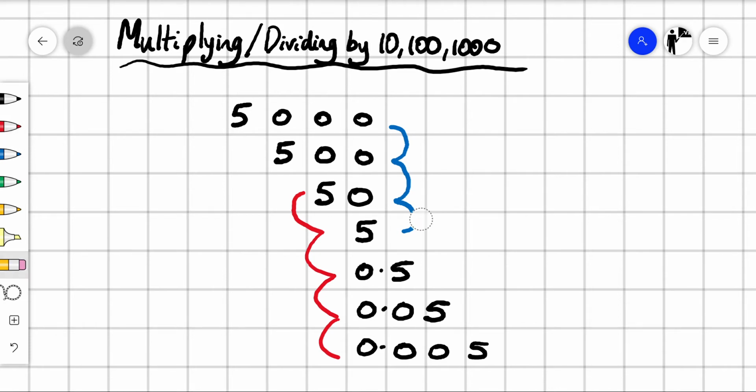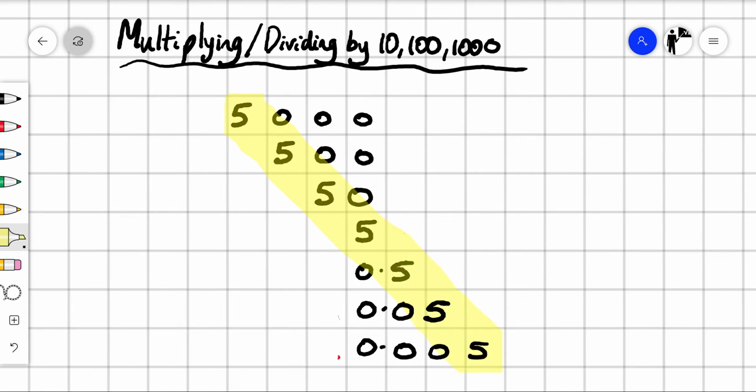When we look at multiplying and dividing by 10 or 100 or 1000, we think about the digits of the place value moving different places. For example, do you see how this row of 5s is going on a diagonal? Do you see how each time we are dividing by 10, for example, the digits are moving one place to the right? Or every time that we multiply, for example, when I've multiplied by 10 here, do you see how the digits have moved one place to the left?